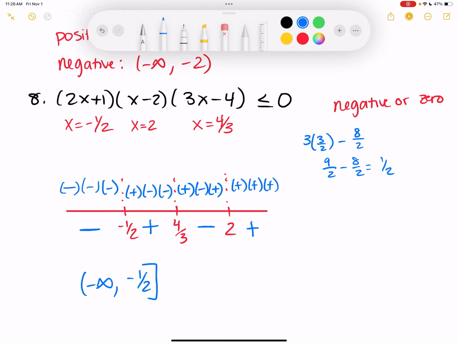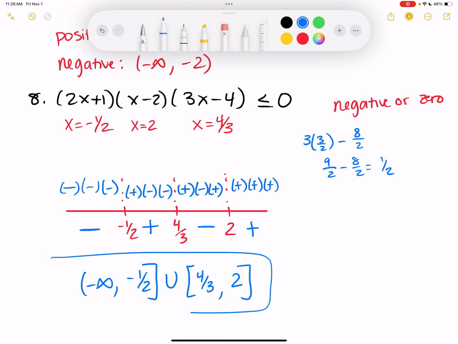So I put a bracket. Union 4/3, that's a bracket because that's a 0, to 2, and another bracket because that's a 0. So this would be the solution to this one. So why do you put brackets? Because we include the zeros because it's less than or equal to. If it was just less than, it would all be parentheses.